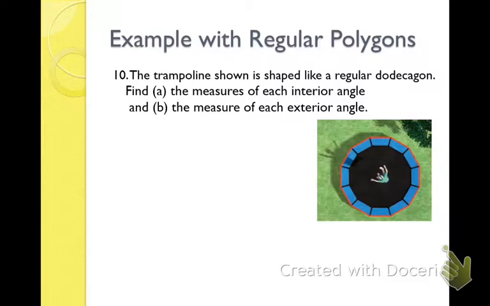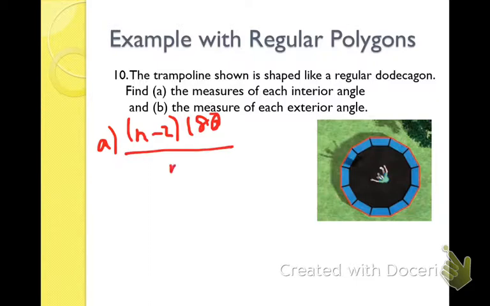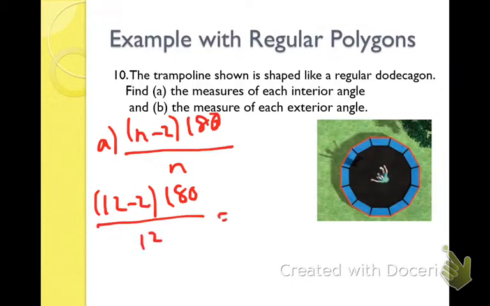Right, we divide n minus 2 times 180 by 12. So for A, we would have n minus 2 times 180 divided by n, because we haven't plugged in 12 yet. Then you plug in 12, so it's 12 minus 2 times 180 divided by 12. So that's going to be 10 times 180, which is 1800 divided by 12. So I think it should be 150. Yeah. Each angle is 150.